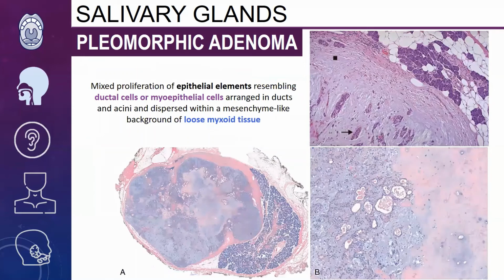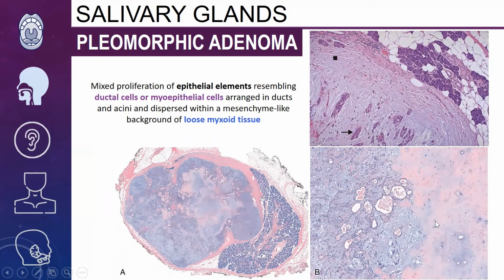At low magnification, it is a heterogeneous neoplasm with a mixed proliferation of epithelial elements resembling ductal cells or myoepithelial cells arranged in ducts and acini, and dispersed within the mesenchyme-like background of loose myxoid tissue. There may also be islands of chondroid or hyaline stroma, as seen in this photomicrograph.